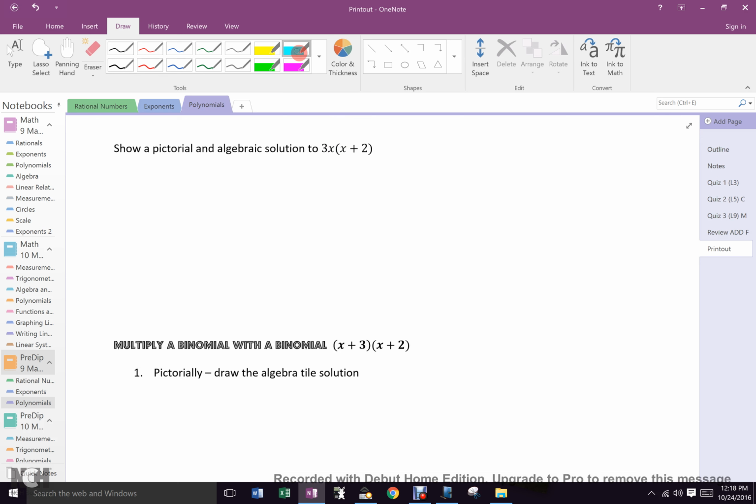I am willing to let you go without the picture on this one. So what is it? But I want you to show me all the steps, even though you're doing them in your head. What is the first thing you get? 3x times x plus 3x times 2. And what's the answer?